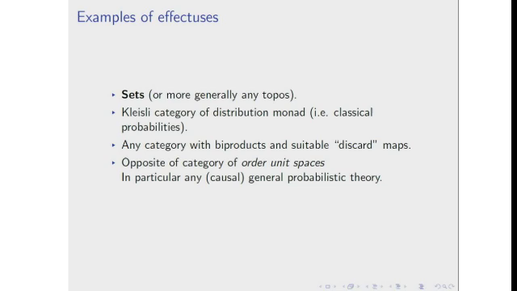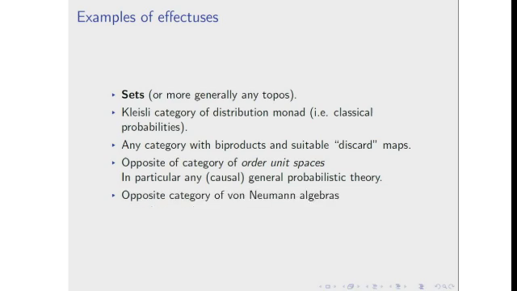There is this thing called an ordered unit space, and this is an ordered vector space, a real vector space, where the order satisfies some properties. And if I take the opposite of this category, then I get an effectus. In particular, any causal general probabilistic theory is also an effectus.